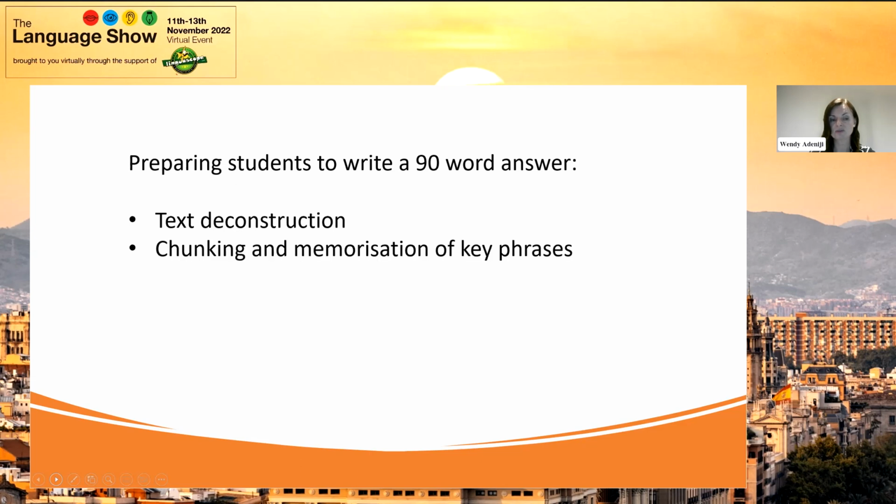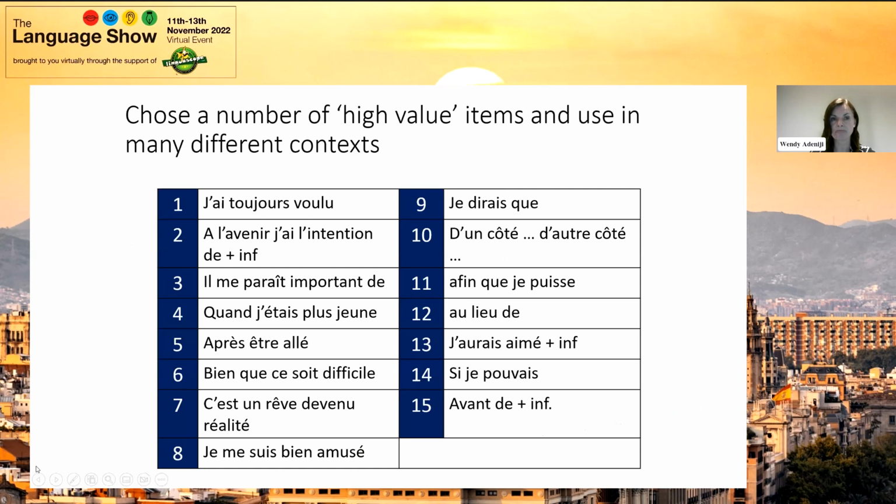So what we can do is do some text deconstruction of a good model, some chunking and memorization of key phrases, and then some tailored support decreasing over time. And we can also, and this is something that I like to do over time, starting right from early on in year 7, give students a number of really high value phrases that they will be able to use really successfully and will help them to eventually gain really good marks in their writing.